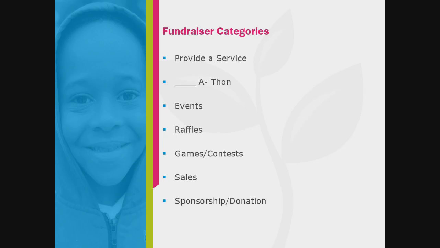So in some of the research that I did around fundraising, I came up with these categories as some of the big categories out there within the fundraising world. So we'll go in depth for each of these categories. I'll provide a definition and then some ideas. So the categories are provide a service, some sort of a thon, events, raffles, games or a contest, sales, and sponsorship and donation.